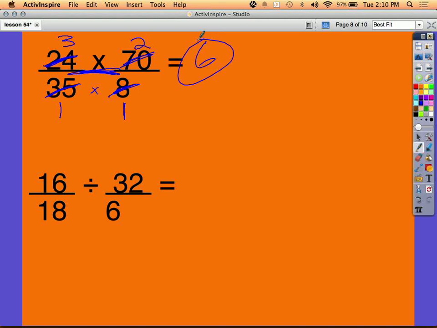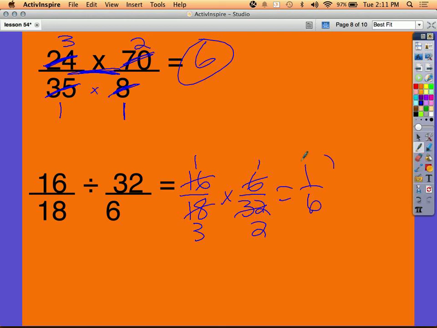Once again, we're just making our problems simpler. Now on the bottom, 16/18 divided by 32/6. I have to flip the second fraction and multiply. I know 16 goes into 32 twice. 6 goes into 18 3 times. I now have 1/6.